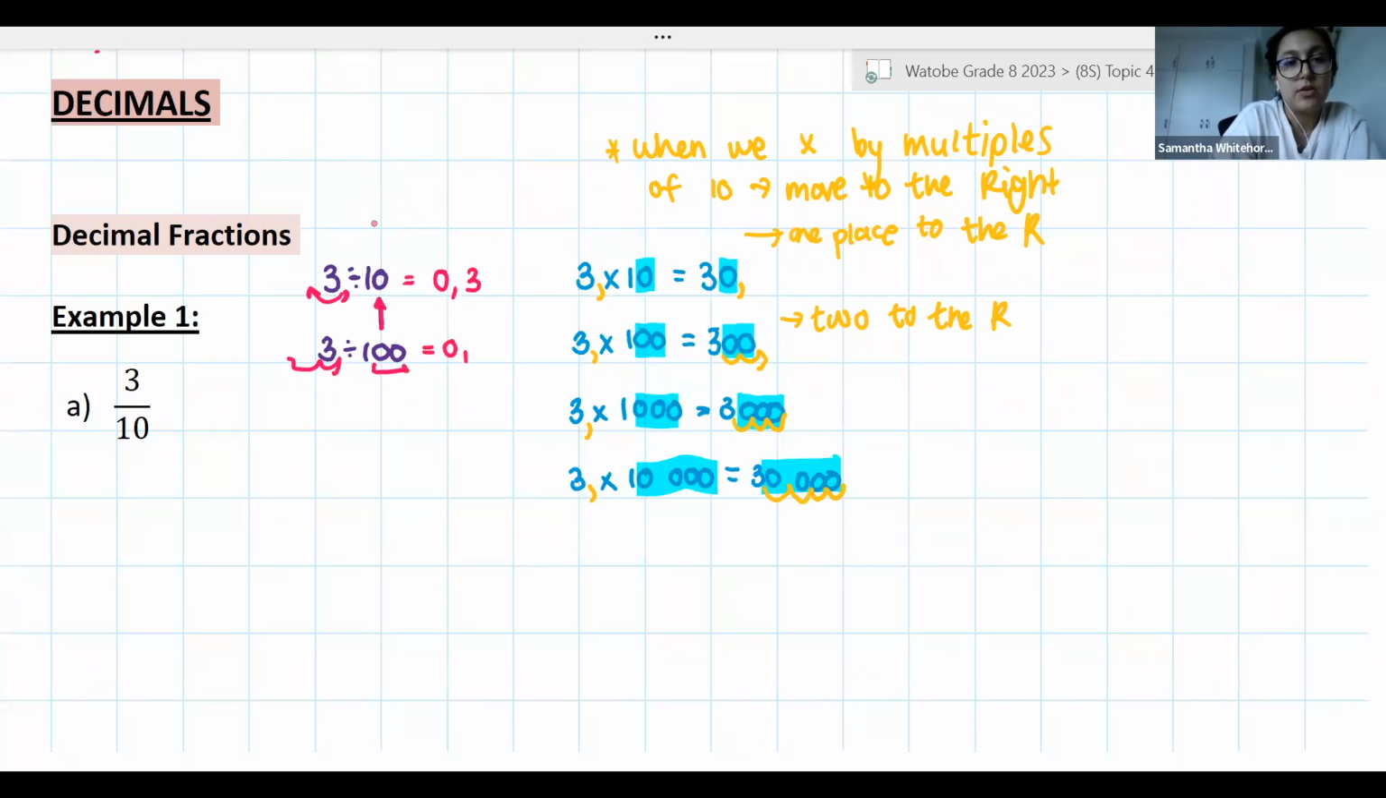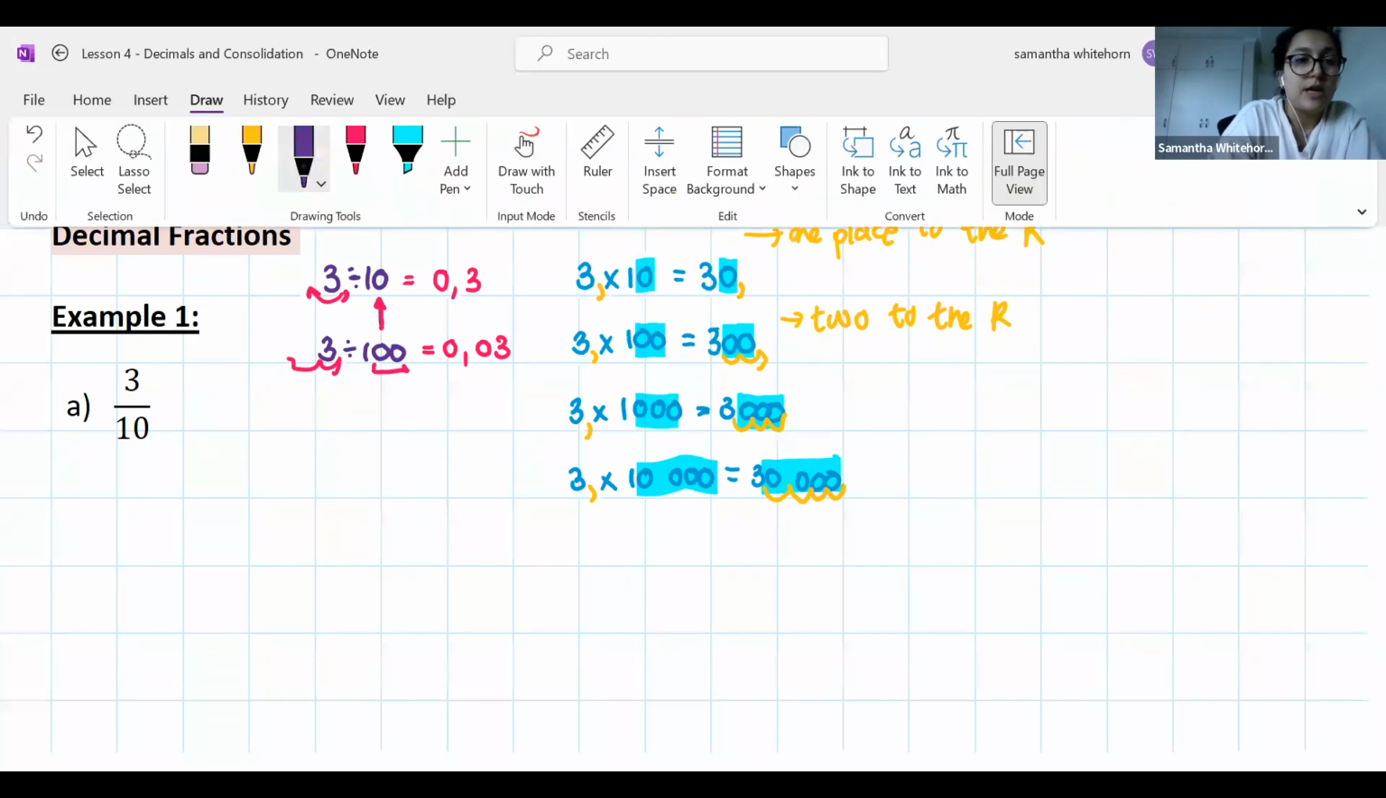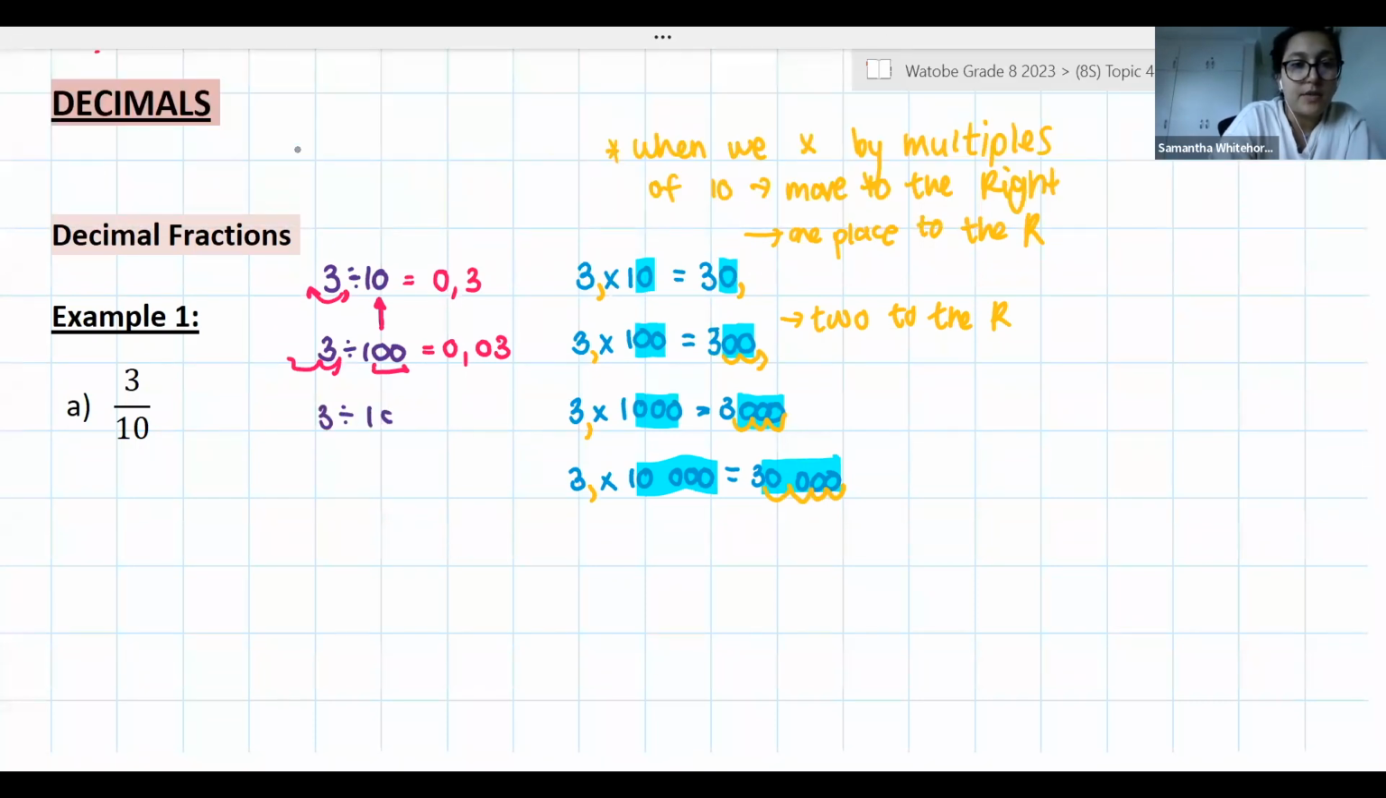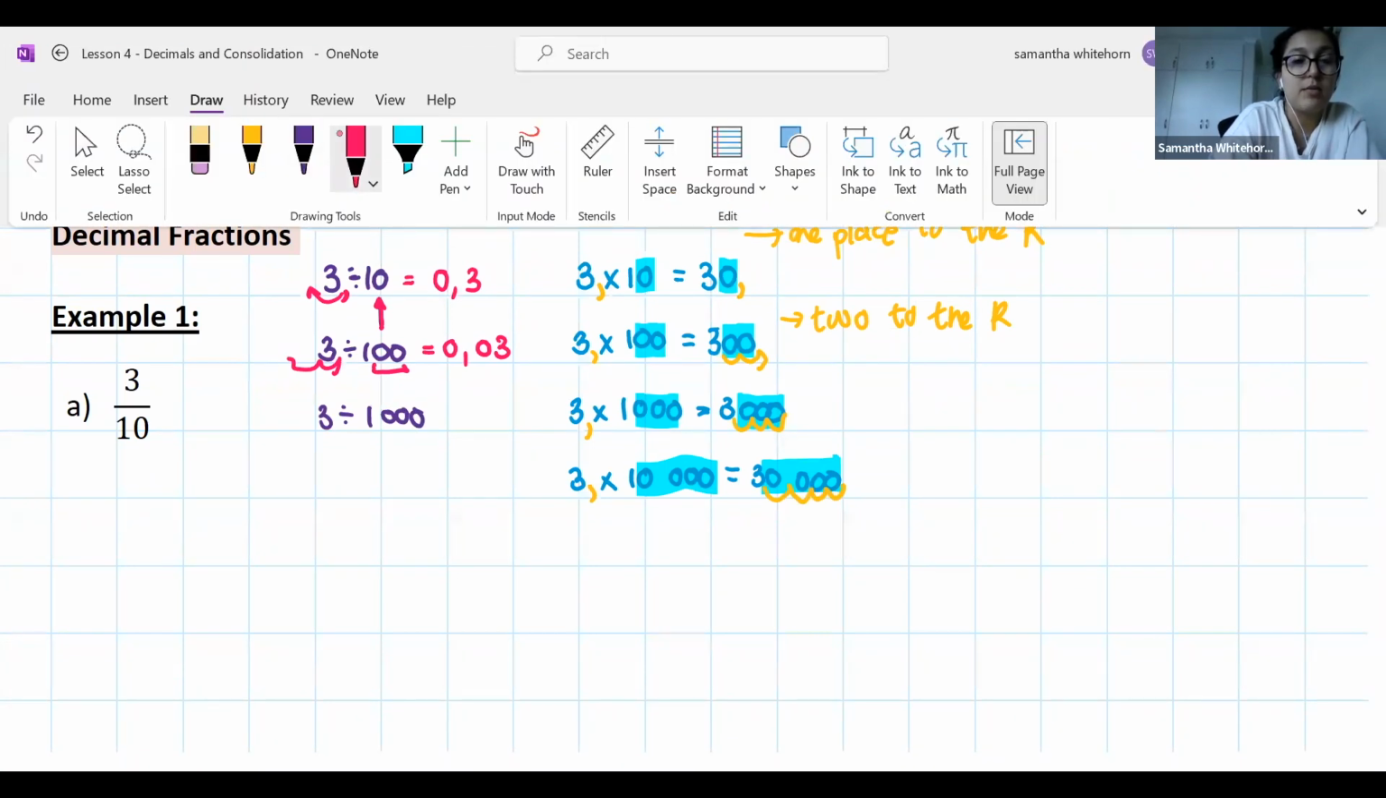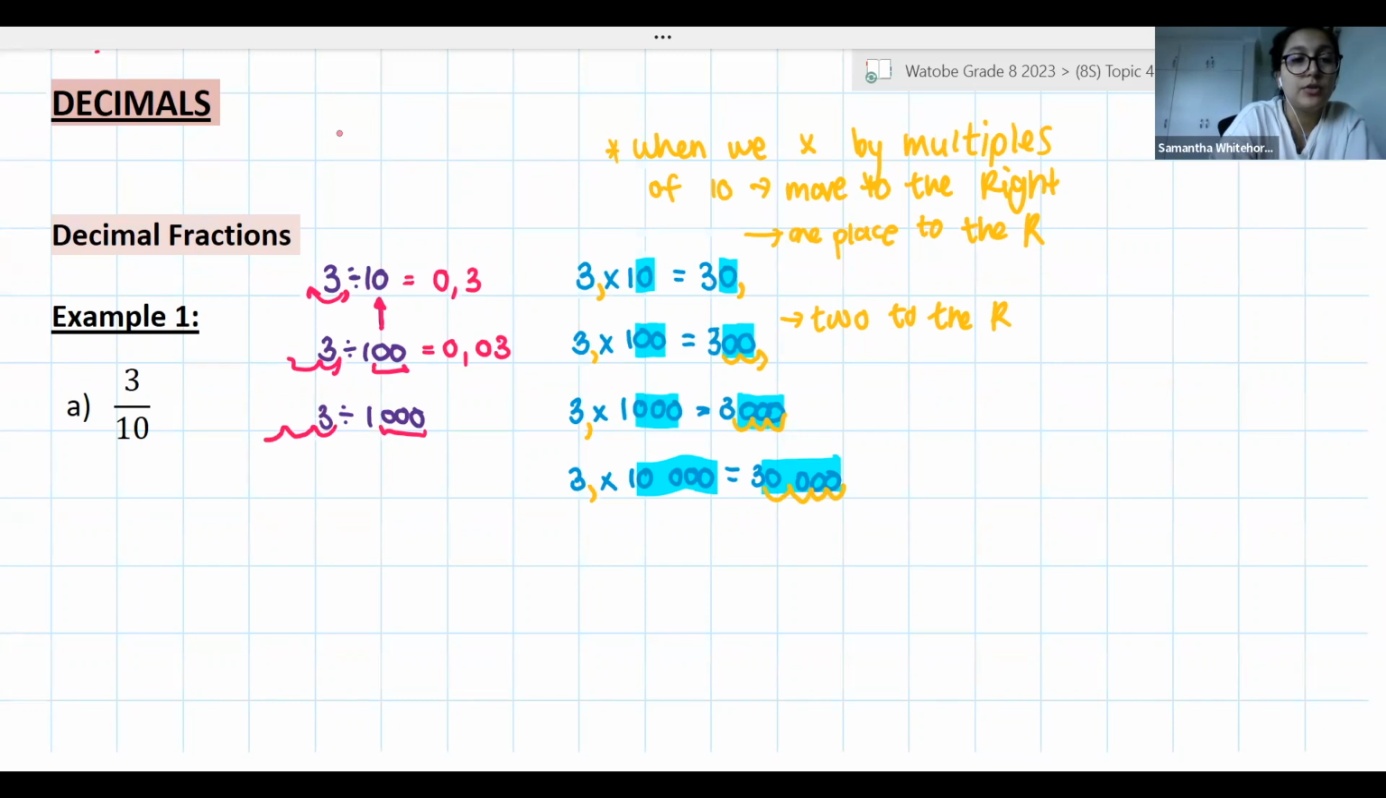And so I've got 0,03. If I were to say 3 divided by 1,000, I've got 3 zeros in my value. And so I need to move my comma 1, 2, 3 to the left. So I've got 0,003. And so again, we see this pattern that we have.